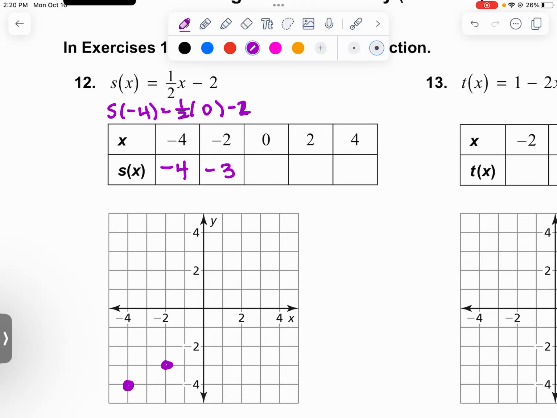Correct, but I don't want just the function. I want this function right here. So I'm going to input 0 into X, and my output is -2. So I have the coordinate 0, -2.